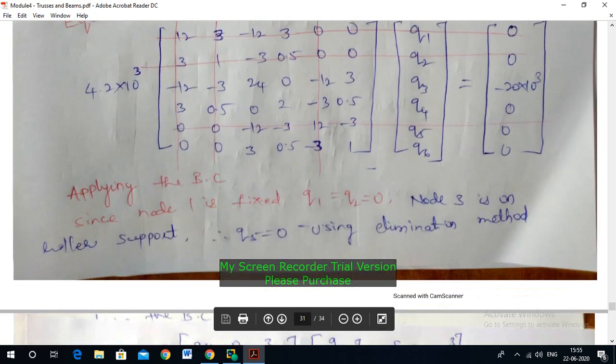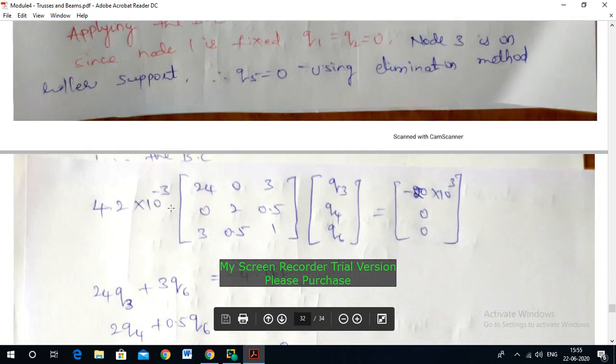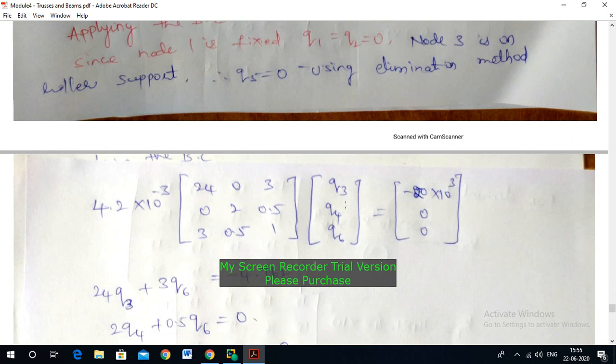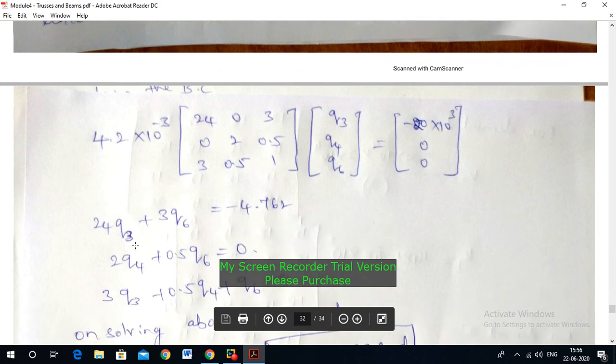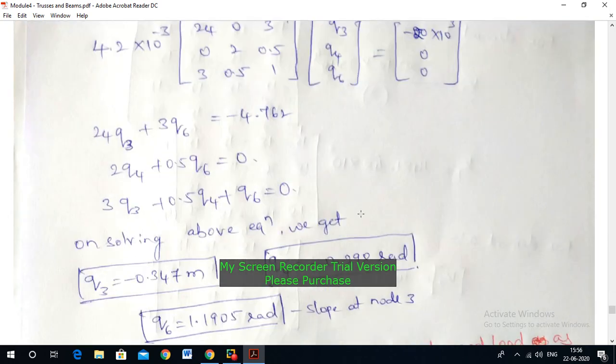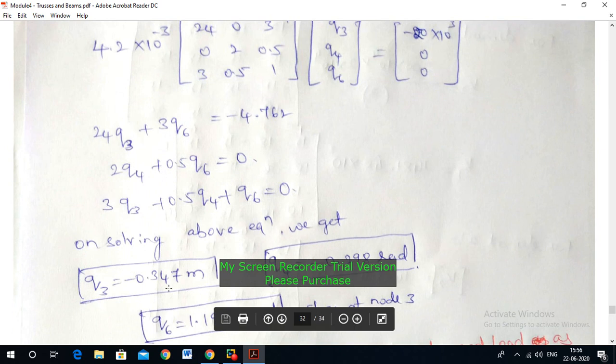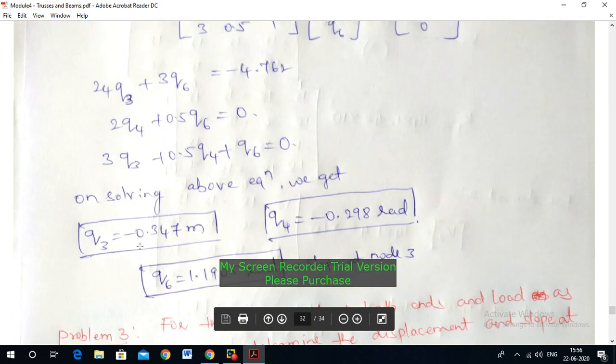The remaining values I will get from the equilibrium equation, 4.2 into 10 power minus 3, times the reduced matrix, times Q3, Q4, Q6, equal to minus 20 into 10 power 3, 0, 0. Multiplying and simplifying this matrix equation, finally I will get a set of 3 equations. Solving the above three equations, you will get Q3 equal to minus 0.347, Q4 equal to minus 0.298 radian, Q6 equal to 1.190 radian. Q6 is the slope at node 3.